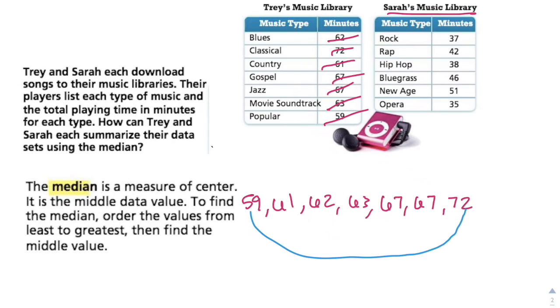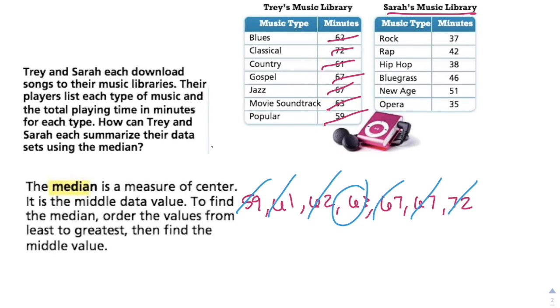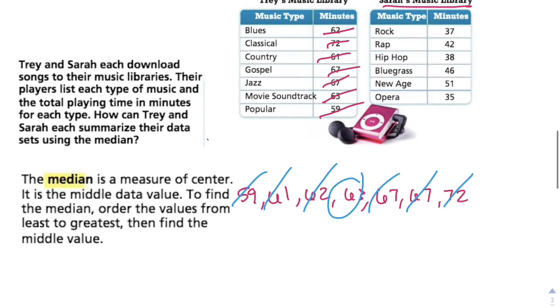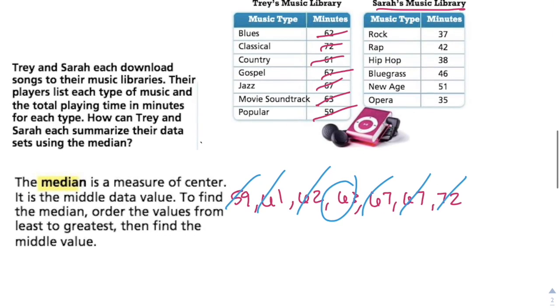The other way just kind of matches each value to each other just to show you what's in the middle. The other way is you can cross them off. You can go one on each side until you get to the middle, either or. But our median, what's directly in the middle there, is 63. So Trey's median is 63, and now let's do Sarah's.